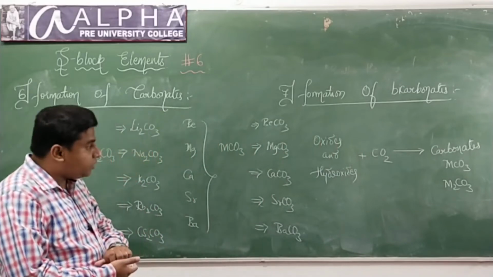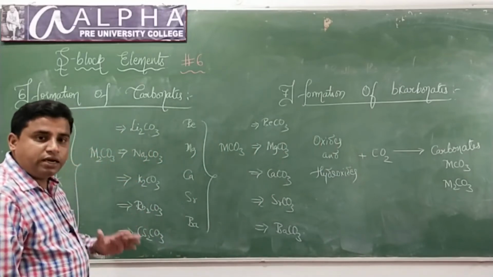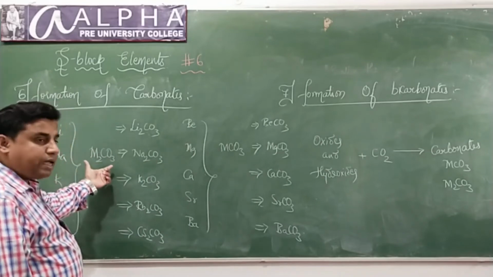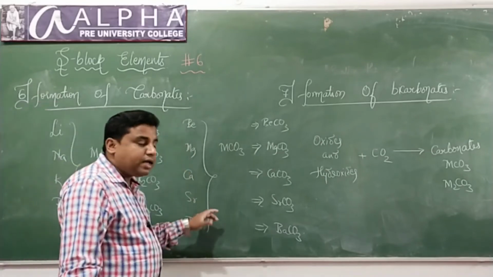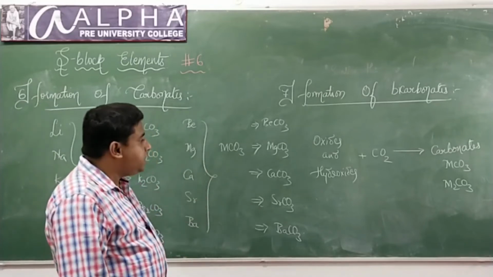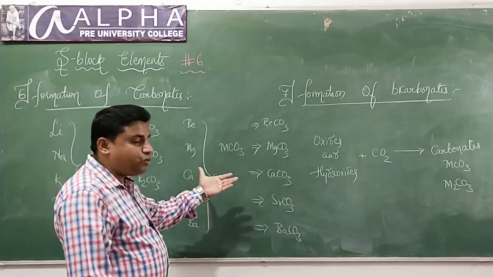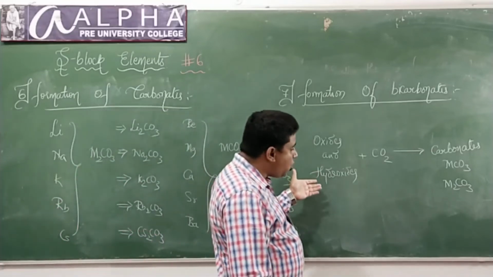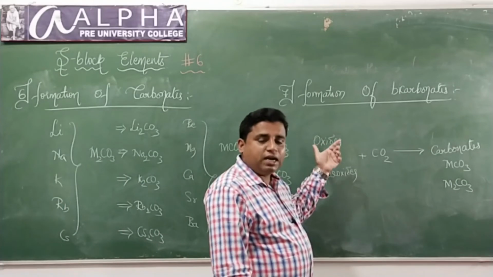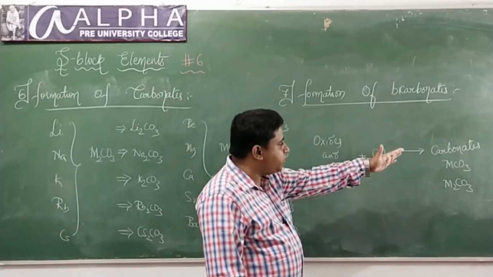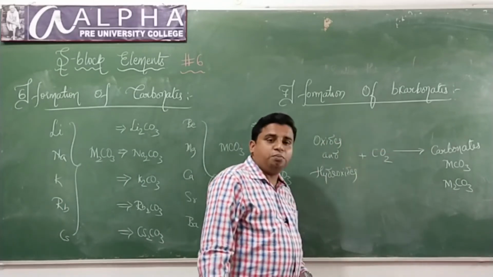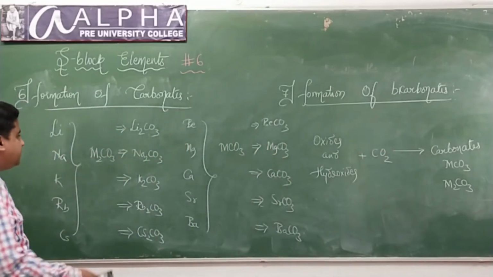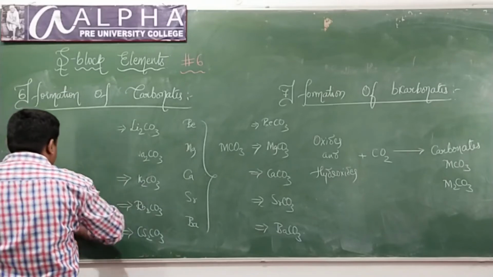Are you sure there is no doubt? So again I am going to repeat, all alkali metals will form carbonates of the type M2CO3 and all alkaline earth metals will form carbonates of the type MCO3. When are these carbonates formed? When the oxides and hydroxides of alkali metals and alkaline earth metals react with carbon dioxide, they form carbonates. Let us write the reaction.